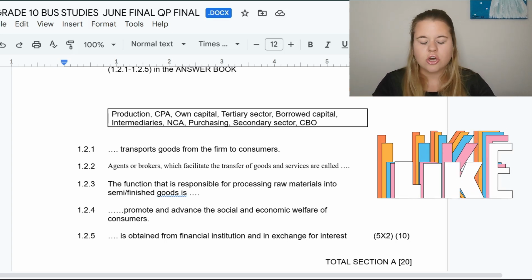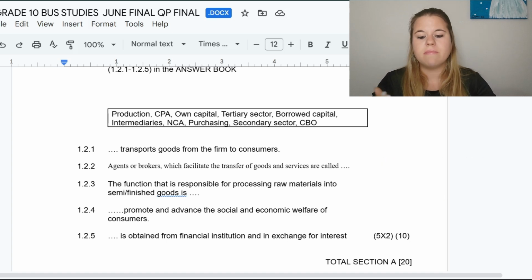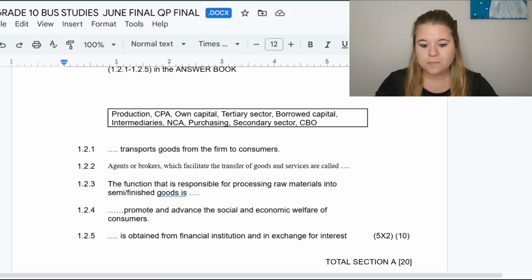So here you'll see you need to choose a word from the text box and put it into the sentences. So what transports goods from the firm to the consumers? You'll choose an answer from the text box. Agents or brokers who facilitate the transfer of goods and services are called, and so on. But you can see that all the chapters are mixed. There's no specific chapters here.